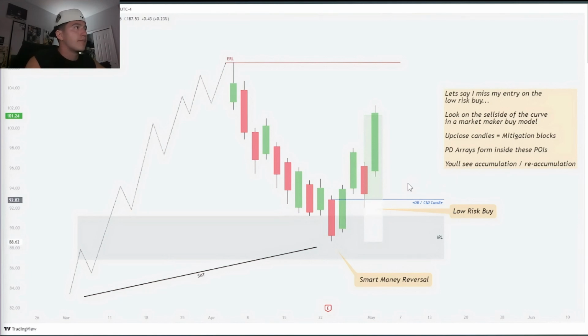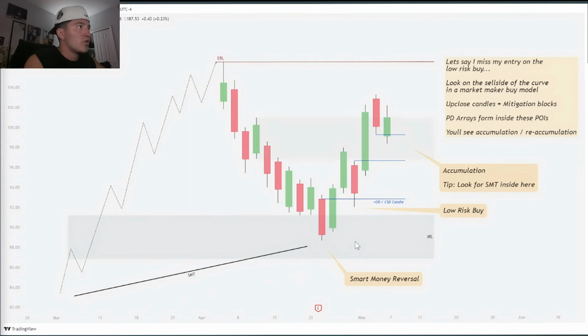Now what we would do here, we would look at the sell side of the curve of the market maker buy model. We look for up close candles which create mitigation blocks. So I'm looking now at any opportunity that can be presented to myself after the low risk buy for accumulation stage of the buy model program. So what I would do here is I would drag a box from the wick high to the wick low, drag it out to the buy side of the curve, and I want to see PD arrays form inside of these POIs for my next area of entry, which would be accumulation stage of the program.